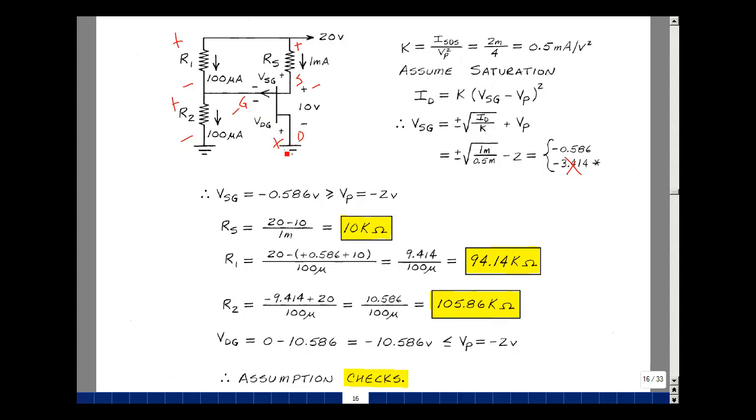To check that we are in current saturation, solve for the drain to gate voltage from here to here, which is going to be 0 volts minus this node voltage, but we just solved for that as 10.586. We get a negative 10.586. The source to gate is greater than pinch-off. The drain to gate is less than pinch-off, and so our assumption checks. This is a biasing of the p-channel JFET in supplemental problem 4.9.